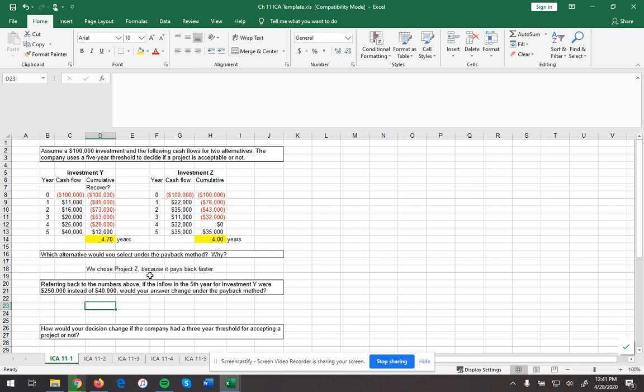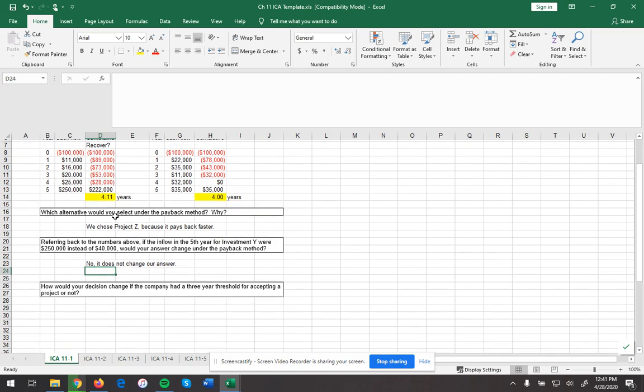The second question is, referring back to the numbers above, if the inflow in the 5th year for investment Y was 250 instead of 40, would your answer change? Instead of year 5 being 40, it is 250. Does it change our answer? If we enter that in, this is still more than 4 years. We could have noticed that because it doesn't affect how much we have to recover in previous years. So no, it does not change our answer, because investment Y still takes longer than Z.